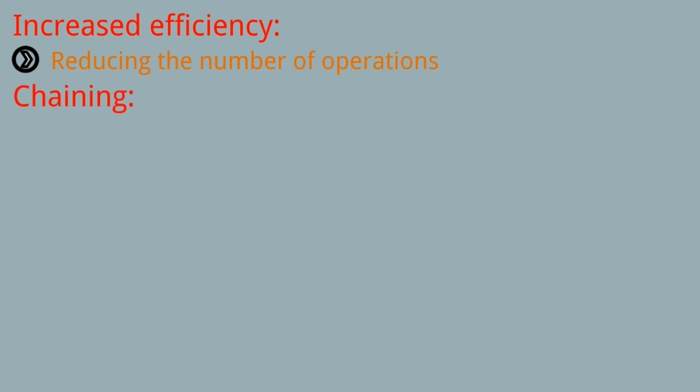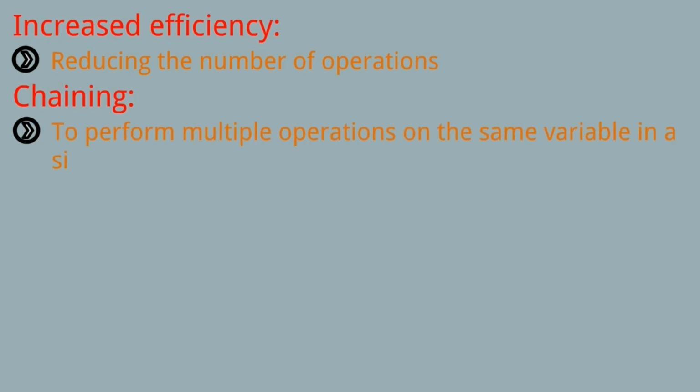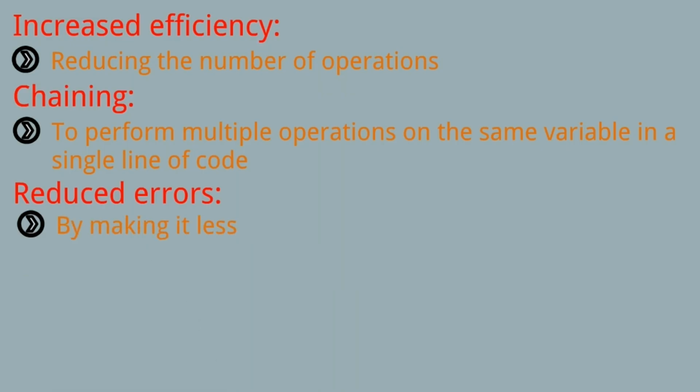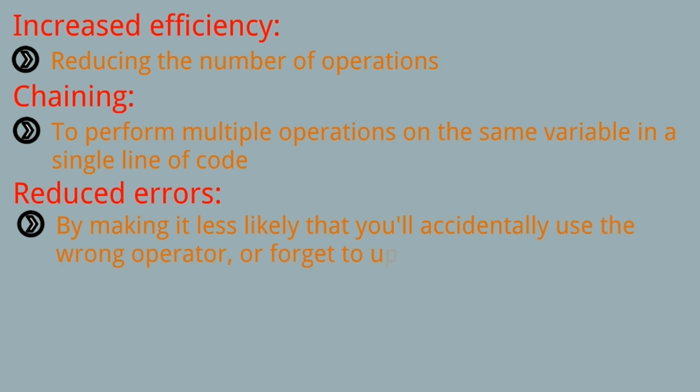Then there is chaining. Assignment operators can be chained together to perform multiple operations on the same variable in a single line of code, which can also improve readability and conciseness. Not to forget, there are reduced errors. Yep, assignment operators can reduce the number of errors in your code by making it less likely that you will accidentally use the wrong operator or forget to update a variable.